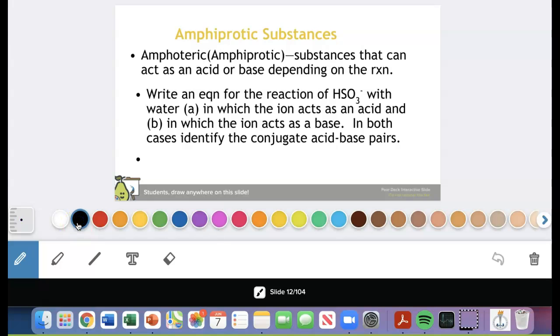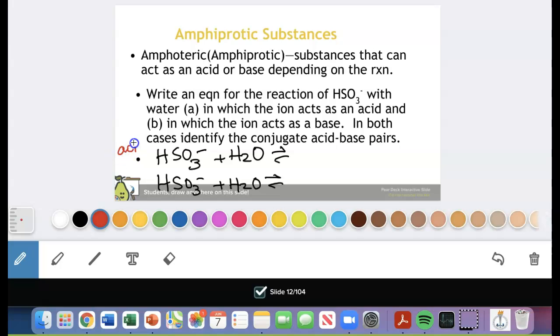So what that means is I'm going to do two reactions, HSO3 minus plus water. And now these are equilibrium arrows, which you don't need to understand right now. Okay. Now, in this first one, I want the HSO3 ion to act as an acid. So we have to understand what acids do. Well, they donate or give away their hydrogen ions. So I need to rip the hydrogen off of this ion if I want it to act like an acid.